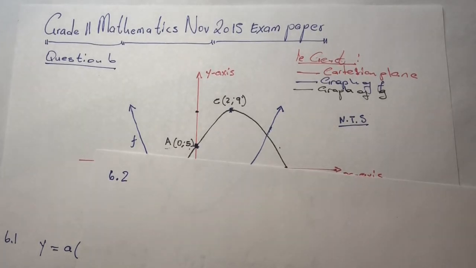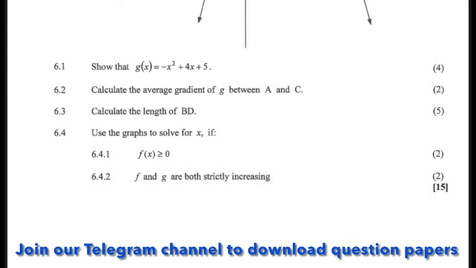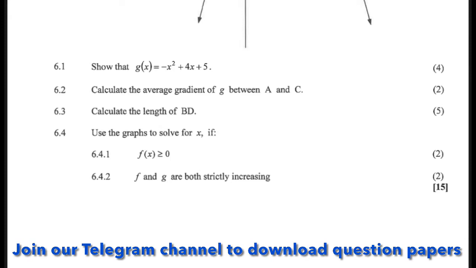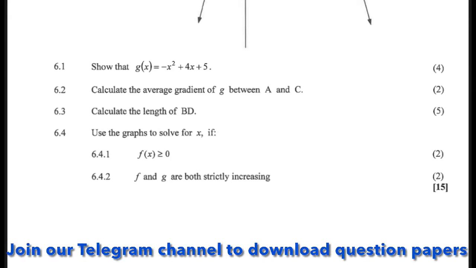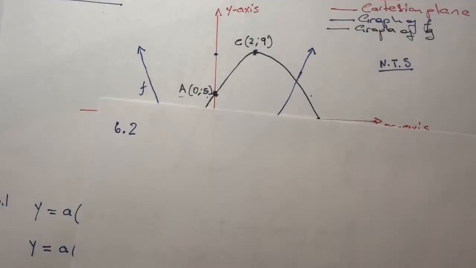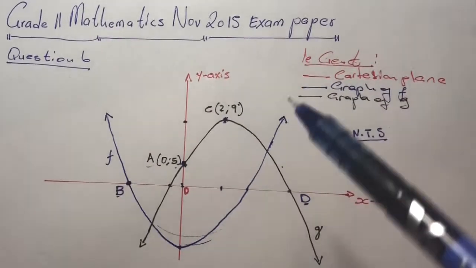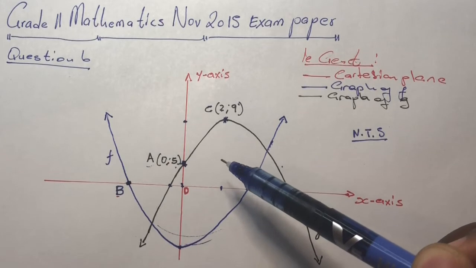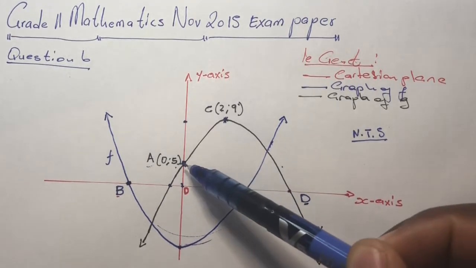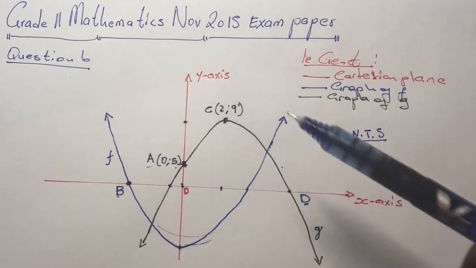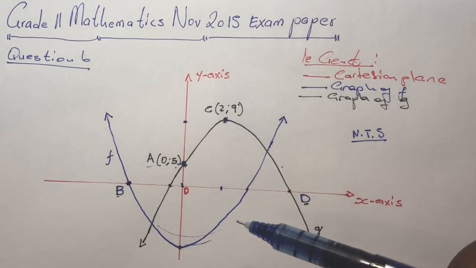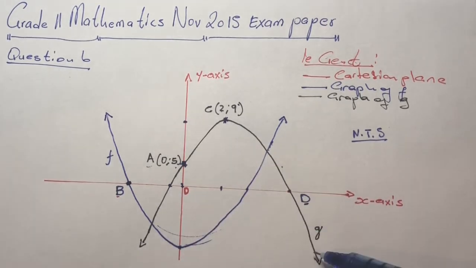Okay, guys, so let's move to question 6.2. And the question reads as follows. The question says calculate the average gradient of G between A and C. So let's see on the graph. So they want you to calculate the average gradient between A and C. And that will be the average gradient of the graph of G.